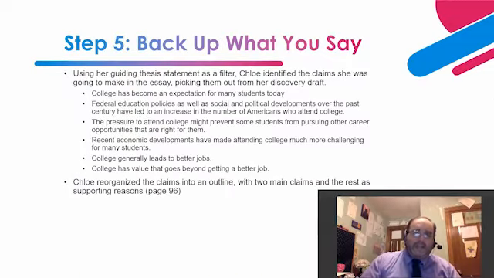So, next step, back up what you say. Using her guiding thesis statement as a filter, Chloe identified the claims she was going to make in the essay, picking them out from her discovery draft. So she went through the discovery draft, found where she had naturally come out with particular claims that were going to try to support her thesis, and then specifically found those claims and put them into a list. So here's the list that she came up with.